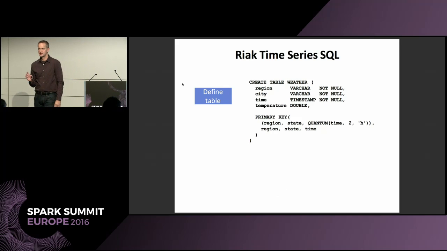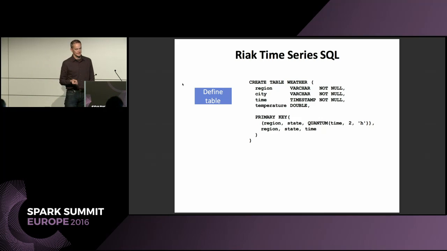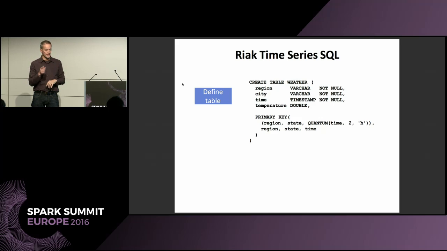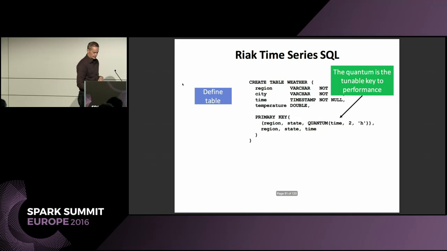As an example, here's how you might define a weather table in Riak TS. It looks pretty much like a standard create table, except the difference is in the definition of the primary key. Where it says primary key and that quantum on the right-hand side, that says I'm going to do it based upon the time field, and it's going to be a 2-hour quantum. So as that data comes in to write in Riak, I'm going to try and group that by locality on the same node, the same vnode, based upon that time quanta. And again, that's the tunable key to performance.